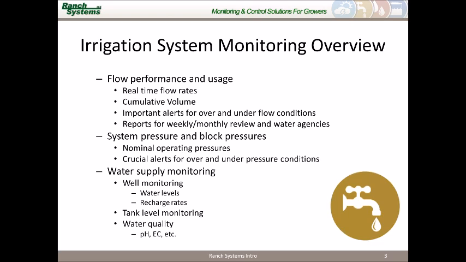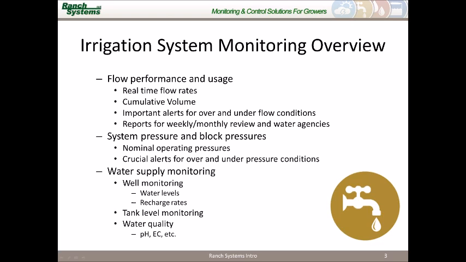But this is also very crucial for reports. This can be used for weekly and monthly meeting reviews, and as well as submitting to water agencies in an automated fashion. The other things that we'll be covering here as well will be the system pressure and block pressures, and how the nominal operating pressures can be an indication for sensors that are out of range when you're performing irrigations, and also feeds into that alert mechanism for dangerous conditions.